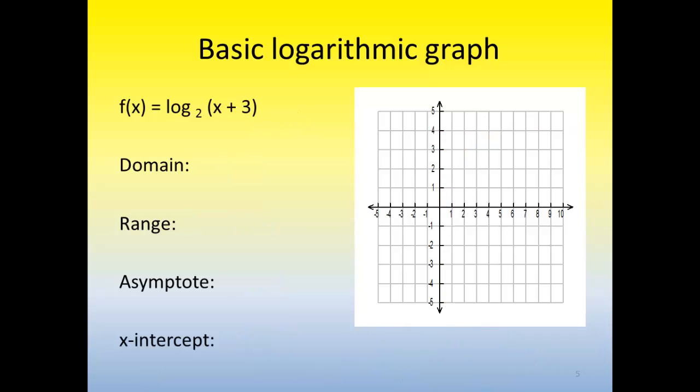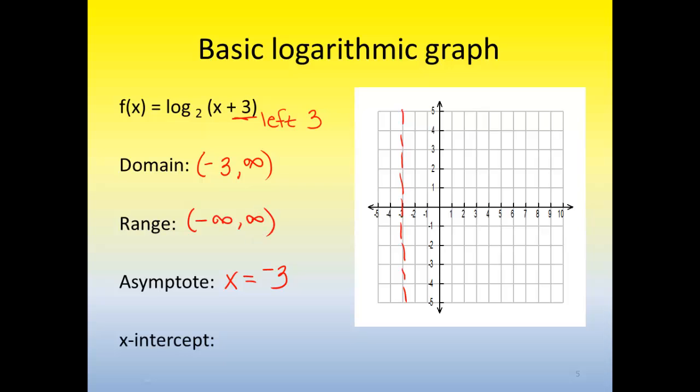Okay, well, let's take a look at this one. Log base 2 of the quantity x plus 3. The quantity x plus 3 means this plus 3 is now a shift left 3. A shift left 3 is going to move my asymptote. Instead of being at 0, it will now be at negative 3, which shifts my domain to be negative 3 to infinity. My range doesn't change. It's still all real numbers.